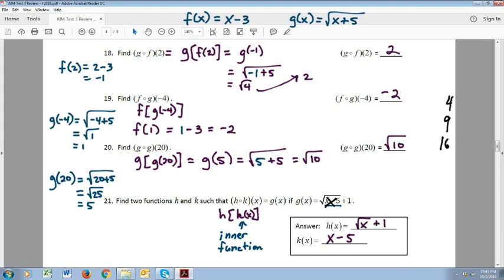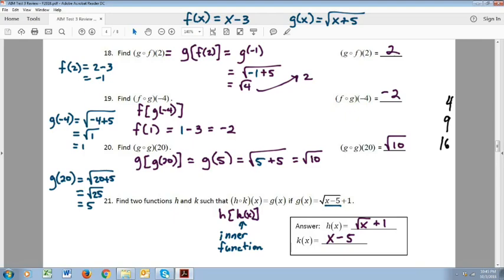So notice when I go to replace x, when I plug k of x into the h function, I'm going to replace that x with x minus 5, and we'll be back to the original function, the square root of x minus 5 plus 1. Actually, let me go back and clean this up just a little bit so we can see it a little bit better. All right, so I do want to mention there's another way you could have done this.